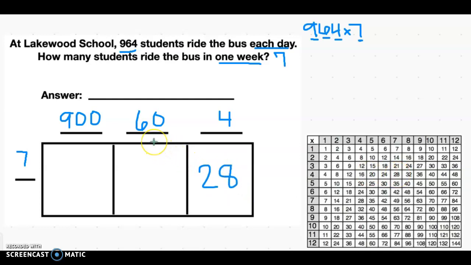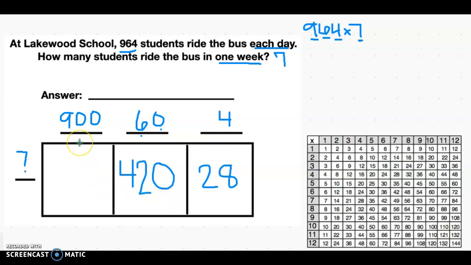Next, I will multiply the tens place. 7 times 60. The number 60 is really large and it's not on my chart, but I can think of 7 times 6. 7 times 6 is 42. Then I will add my zeros. Are there any zeros in the number 7? Nope. Are there any zeros in the number 60? Yes, there's 1 zero. So I'm going to add a 0 here. 7 times 60 is 420.